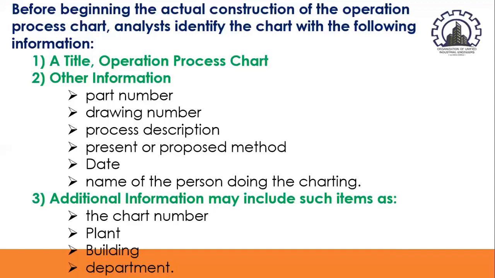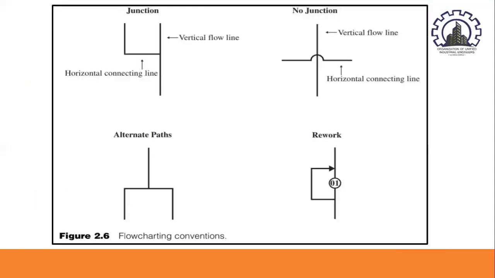Now, as you can see, this is figure 2.6. And as you can see in figure 2.6, vertical lines indicate the general flow of the process as work is accomplished, while horizontal lines feeding into the vertical flow lines indicate material either purchased or worked on during the process. Now, parts are shown as entering a vertical line for assembly or leaving a vertical line for disassembly.